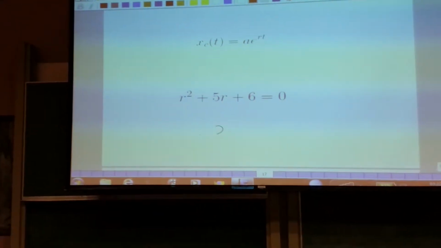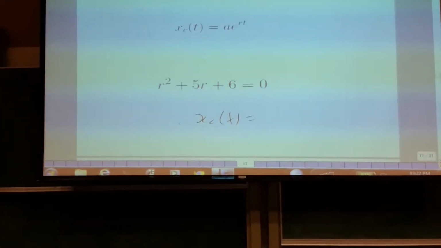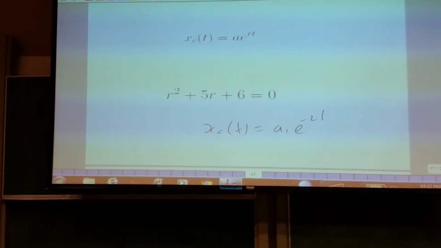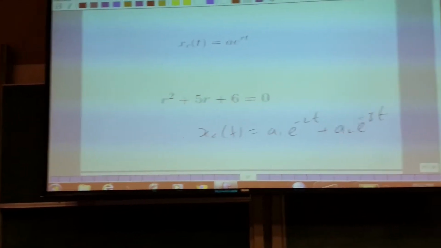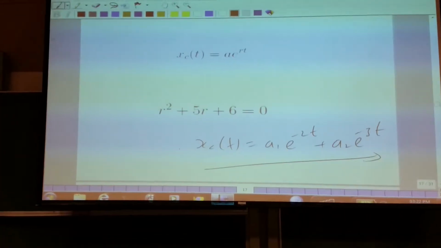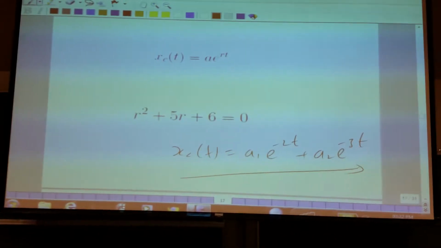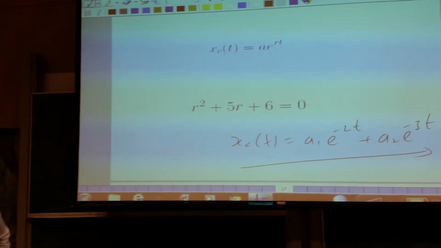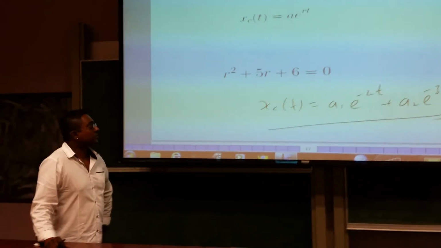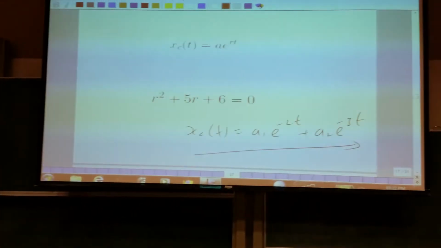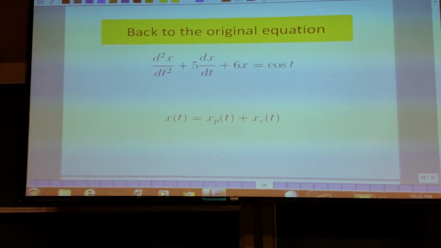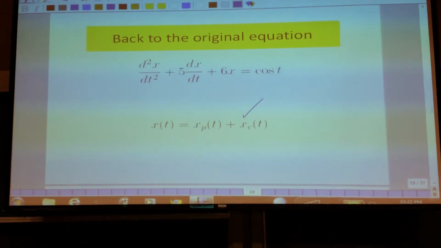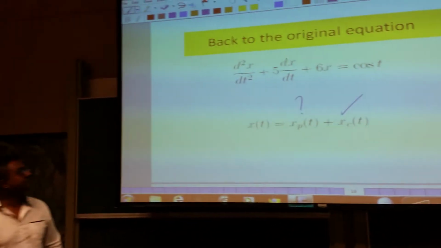And so I can write down xc of t as a1 e to the minus 2t plus a2 e to the minus 3t, like so. You find they are decaying solutions, and also the constants a1 and a2 can be determined from the initial conditions set upon by the physical system. Now let's go back to the original equation. So we've got xc, and that's quite nice. That's known. We now need to focus on xp.